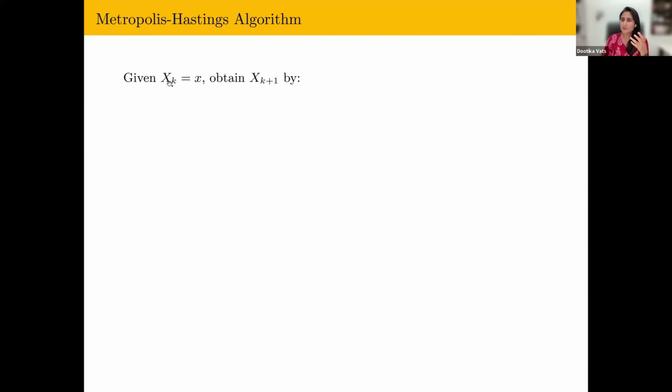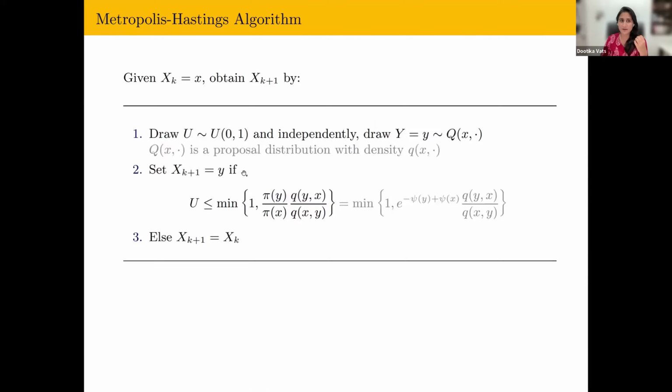Given that at a certain time in the Markov chain I am at state xk, which is small x, I obtain the next iteration by the following paradigm. I draw a uniform and keep it in my pocket, but then, independent of that, I draw my proposal from a proposal distribution or kernel, which I encode with density q. So it's a conditional distribution given a particular value of x. And with some probability alpha, which is the Metropolis-Hastings probability, I set the next iterate xk plus 1 to be equal to y.